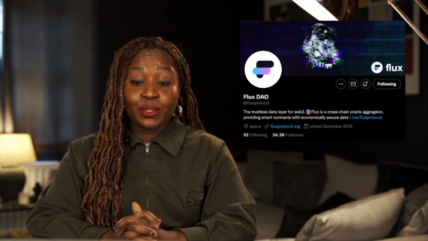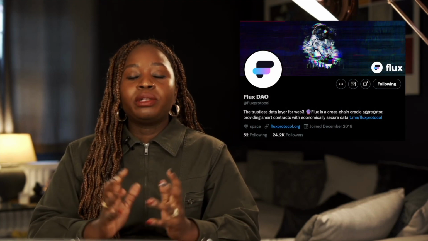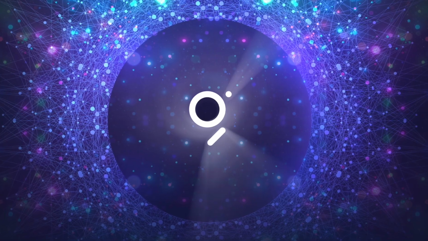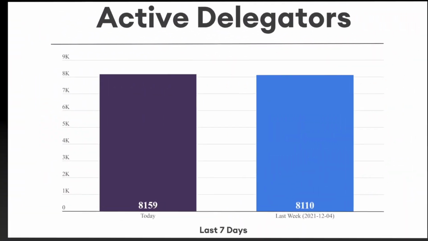Even better, since both projects are chain agnostic, this opens the door to a multitude of new use cases. Be sure to check out the Flux protocol on Twitter to learn more about what this integration will mean for developers in the future. With some interesting tweets looked at this week, let's have a look at some of the latest data from the past 7 days.